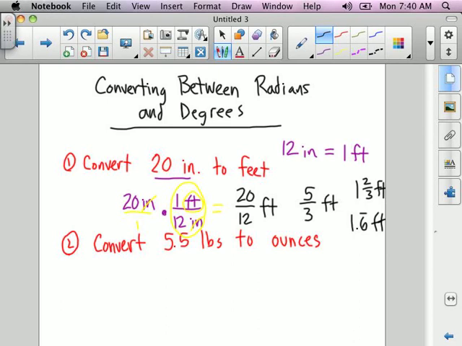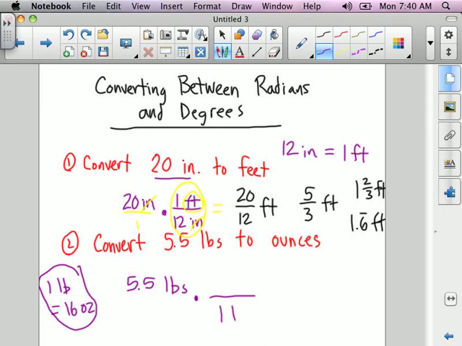On my second problem, I'm starting with 5.5 pounds. And I know that 1 pound is the same thing as 16 ounces. In this one, my pounds are on the top. So I want to multiply by 1, so I'm going to take these two pieces and put them in a fraction. But I want to make sure my pounds are in the bottom. That way, they will cancel out. So I'm left with this right here.